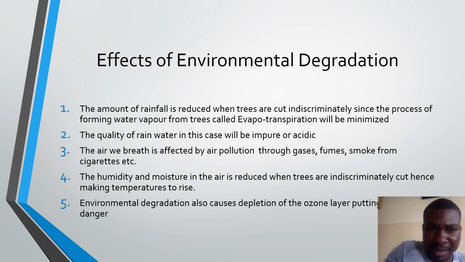There is the process of forming water vapor from trees, and when trees are cut down, those things cease. Therefore, we don't get the amount of water we need. So the only thing is that we should stop cutting down trees because it affects us. Rain does not fall when trees are cut down indiscriminately, and that causes evapotranspiration to be minimized.